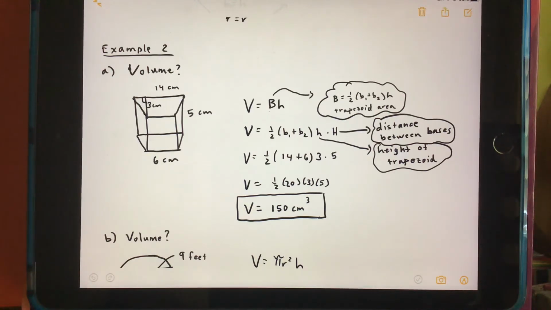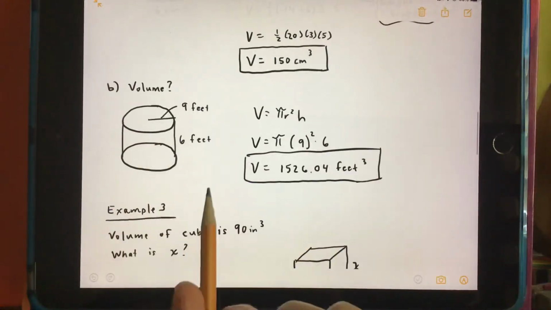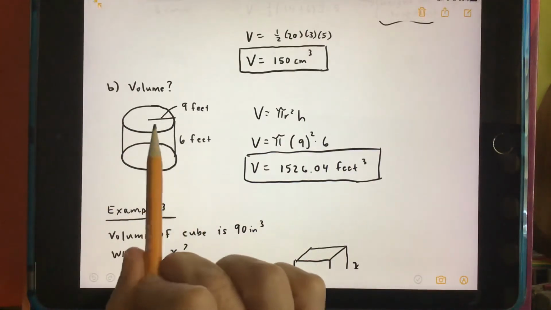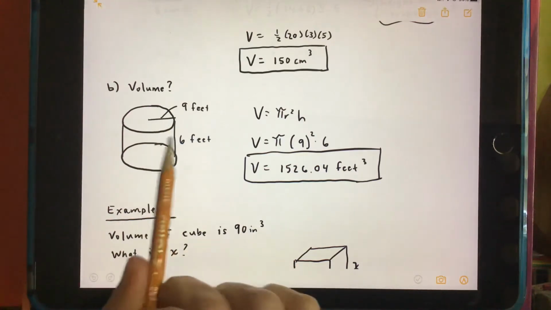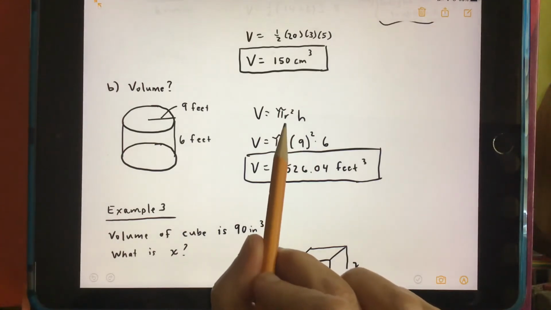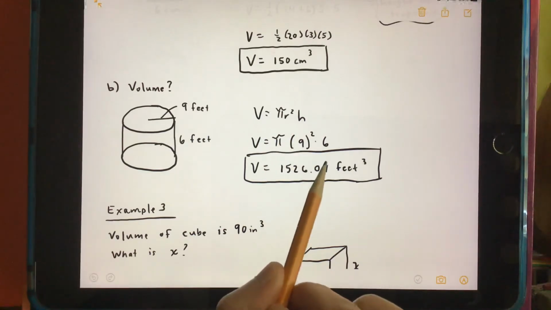So we have found the volume of our prism that happens to have trapezoid bases. All right, what's the volume of the cylinder? Well, we're going to use our formula V is equal to pi r squared h. So they give us the radius 9. Be careful on some of these problems, they'll give you the diameter, and you'll need to cut that in half, divide by 2 to get the radius. We'll always plug in the radius, not the diameter. So they give us that radius here, 9, and then our height is 6.